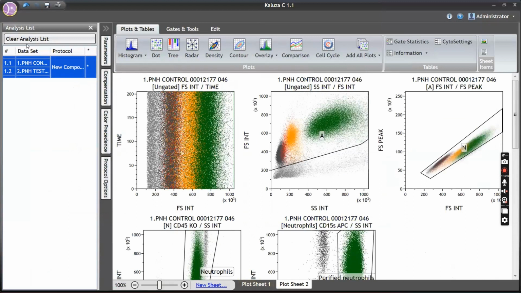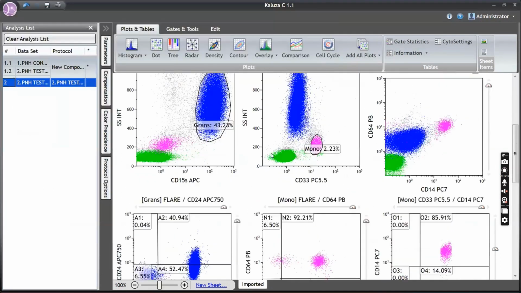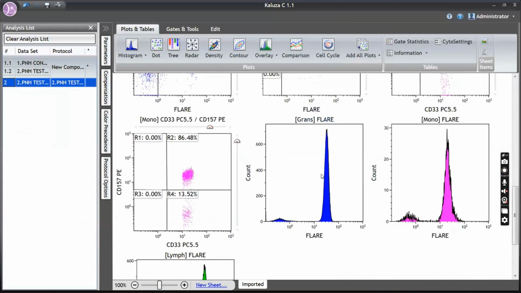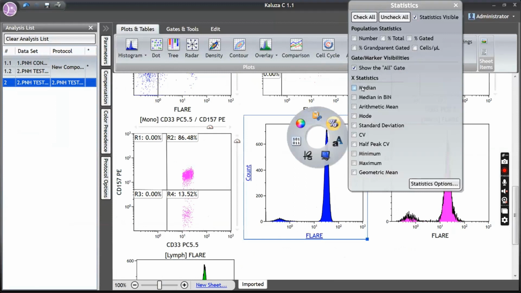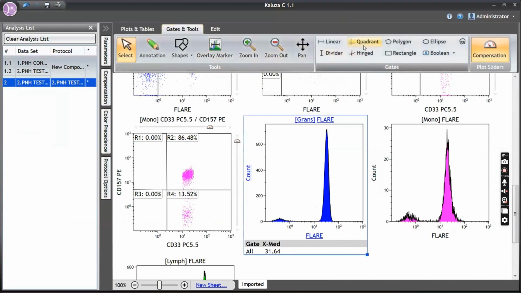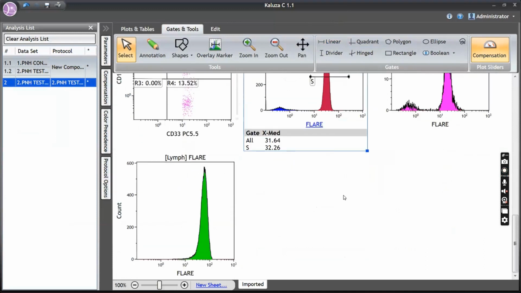I'll drag one more file for you, just to show MFI. For example, now I just want to check the MFI of the granulocytes for FLAER. Just right click it, select the percentage and click on the median. It is 31.64. If I want to check the MFI only for the positive population, it is 32.626. So this is how you check the median fluorescent intensity.